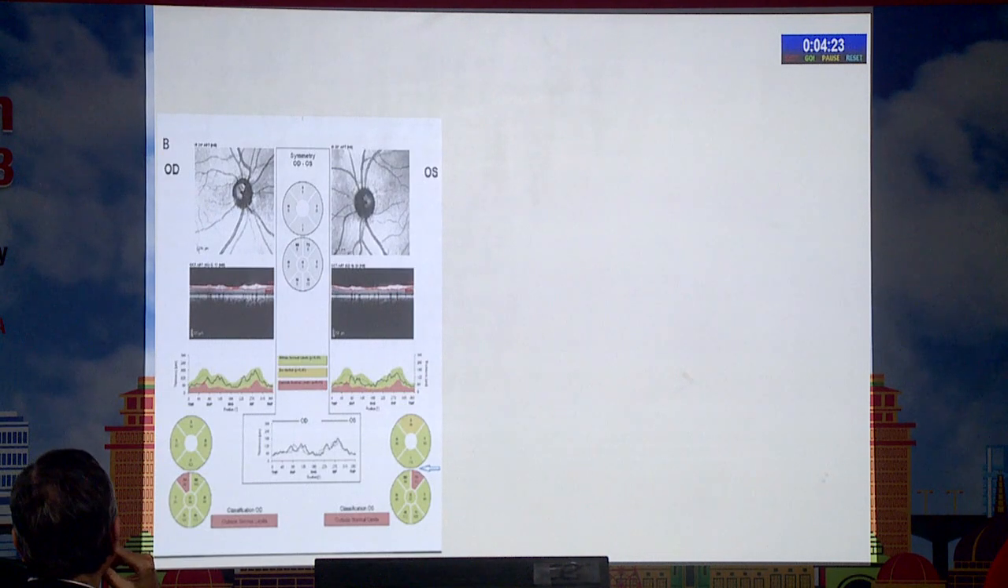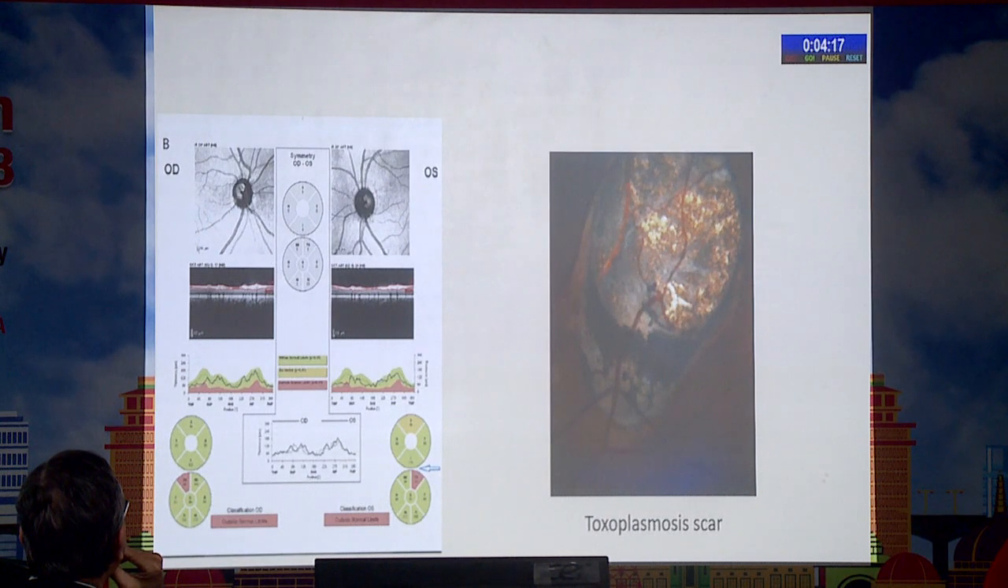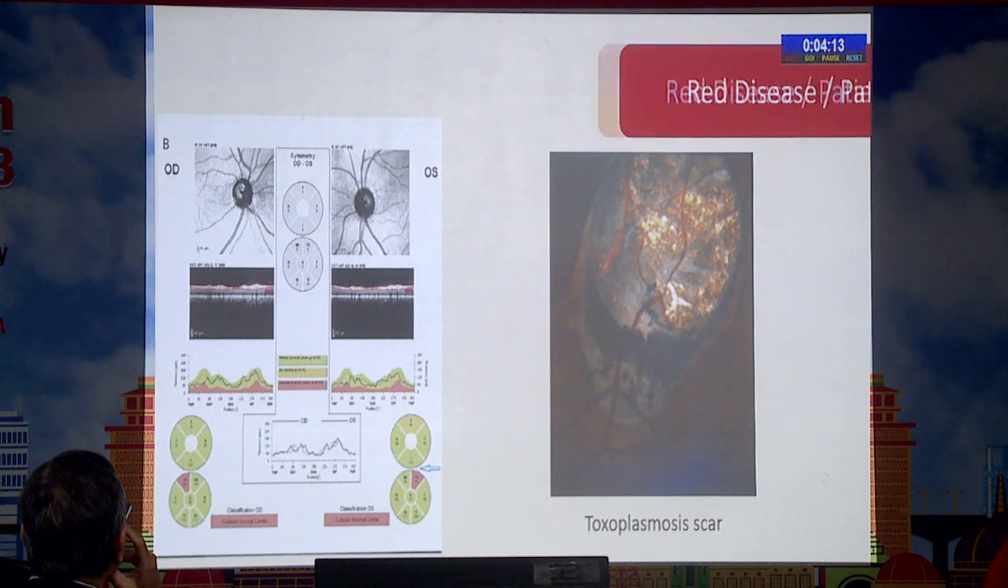So this Heidelberg printout shows red colors on sector analysis, and when we see the fundus, we see the toxoplasmosis is the cause of RNFL thinning. So this is not glaucoma.